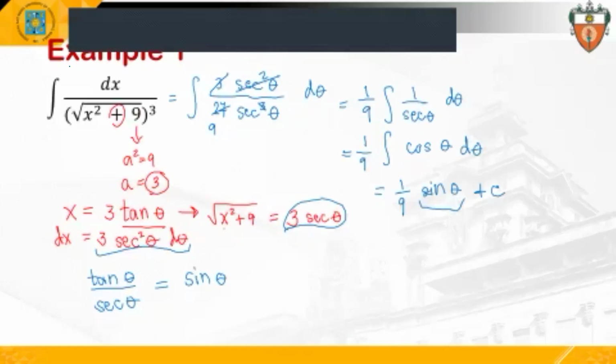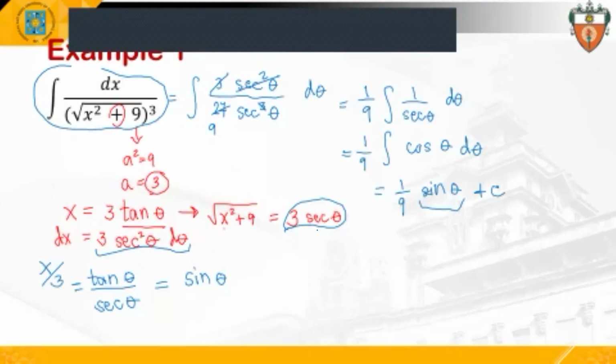Bakit? Kasi kailangan natin, this is the one that's given, wala namang theta dito. So, our answer should also be in terms of x. Okay? So, ayun, sine theta po siya. So, saan natin kukunin si tangent theta from here? We can divide both sides by 3. This numerator is x over 3.